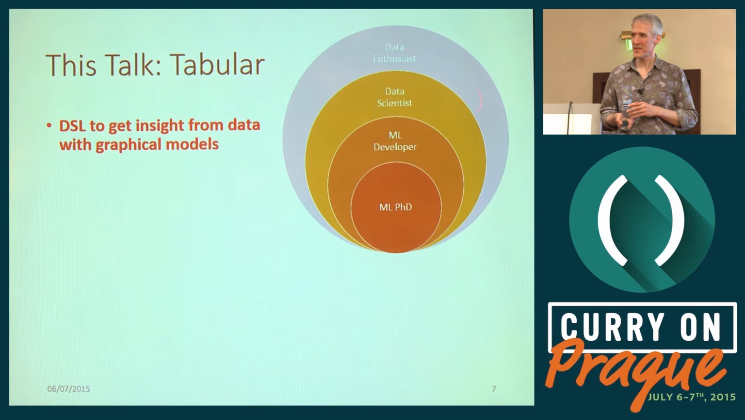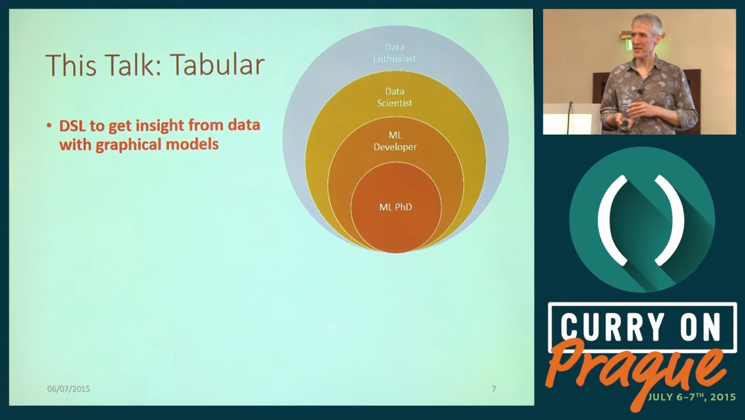There's a range of populations of users we'd like to reach out to. There's a small group down here, the machine learning PhD, someone who is a specialist in machine learning, capable of writing the inference code from scratch. Then there's a larger population of users, the ML developer, maybe a C# or Java programmer who's trying to build machine learning systems. We'd like to enable them.